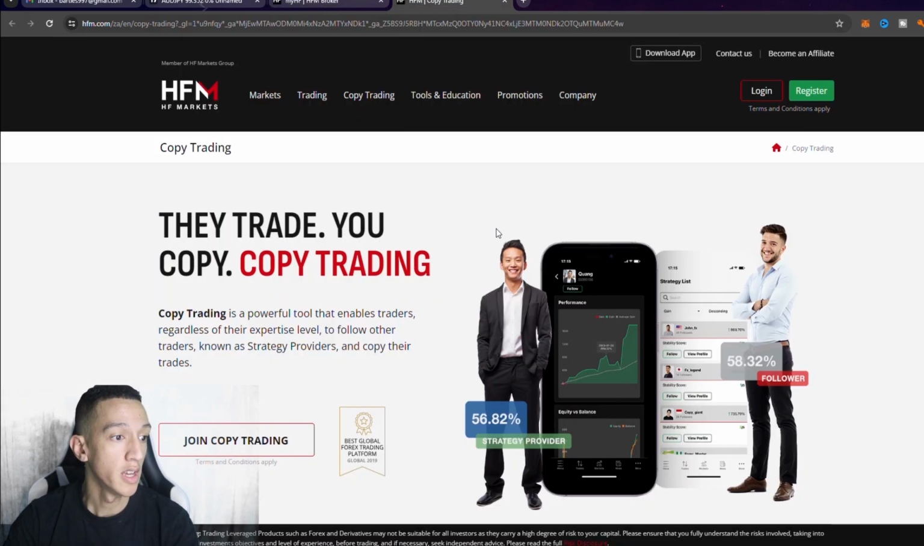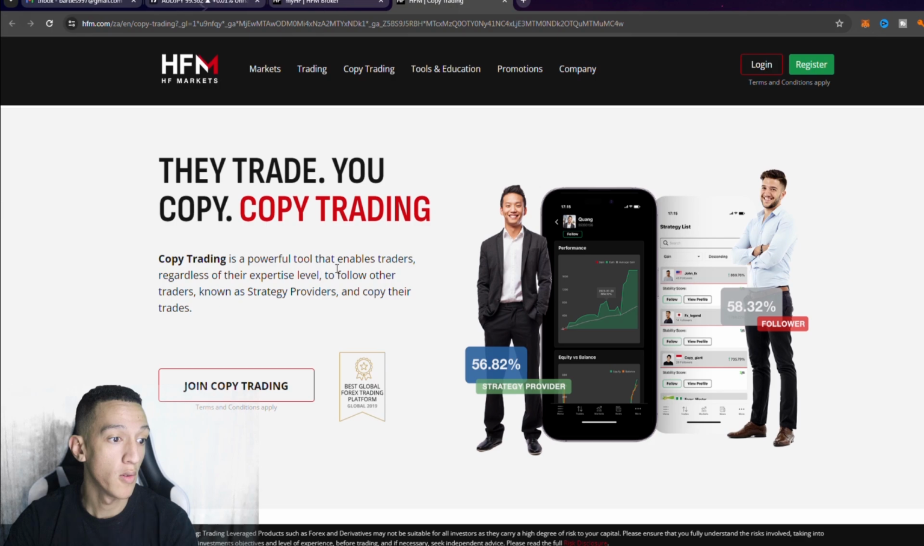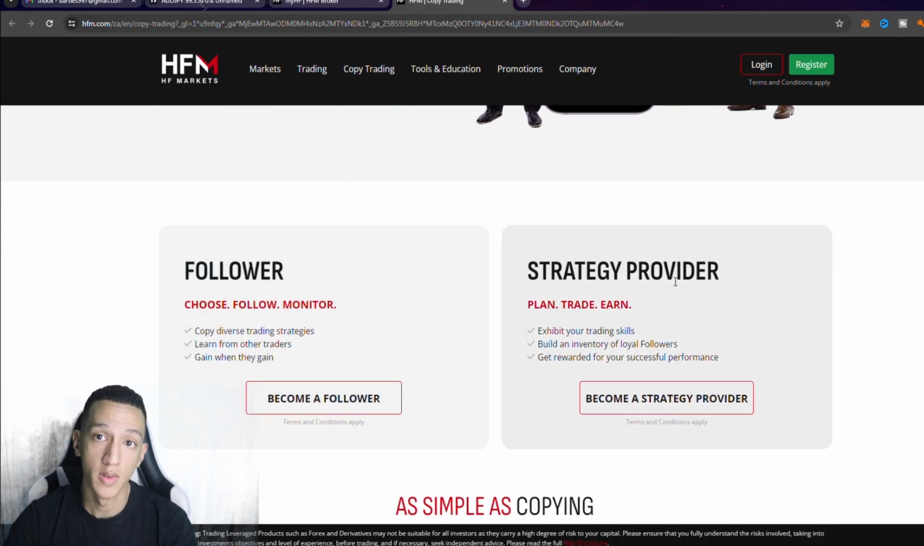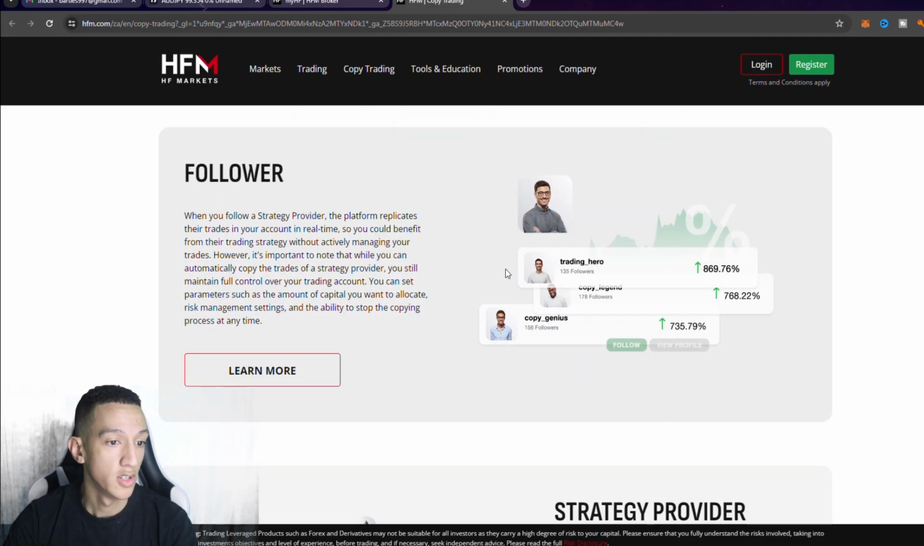If you wanted to become a strategist, let's go back to the beginning. As you can see, you copy the trades. Copy trading is a powerful tool that enables traders, regardless of expertise level, to follow other traders known as strategy providers and copy their trades. As you can see there, you can become a follower or you can become a strategy provider.